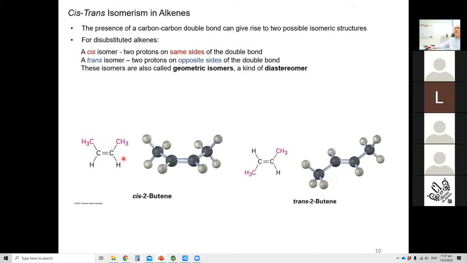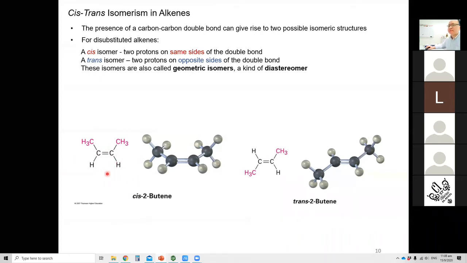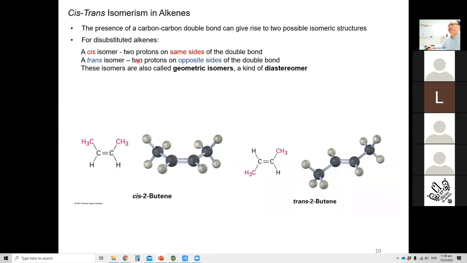The cis conformer refers to disubstituted olefins or alkenes in which the two protons are on the same side of the double bond, like here. We call it cis-2-butene. Then the trans is two protons on the opposite sides of the double bond, like this and this. These isomers are called geometric isomers, and you can also call them diastereomers.